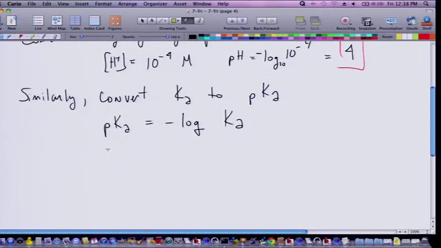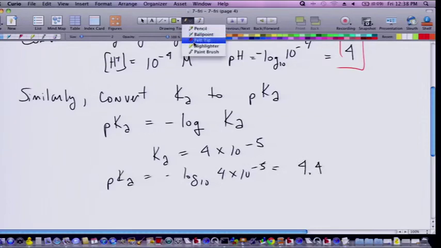So let's go back to terephthalate. Its Ka is 4 times 10 to the minus 5, so its pKa is, straightforwardly, minus the log base 10 of 4 times 10 to the minus 5, which is equal to 4.4. There's some rounding I've done there.